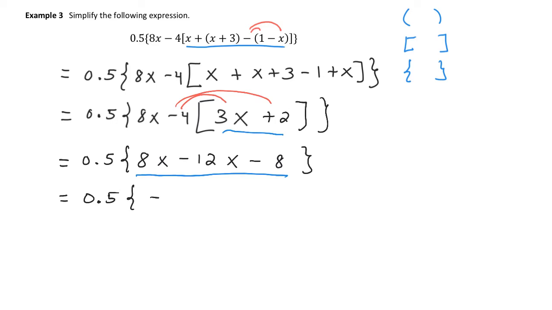So we get 0.5 times -4x minus 8. And we're at our last step, and that is to just take this 0.5 and multiply it into the final parentheses. That gives us a -0.5 times 4 is 2x, and then another negative, and then 0.5 times 8 is 4, and this is our final answer.